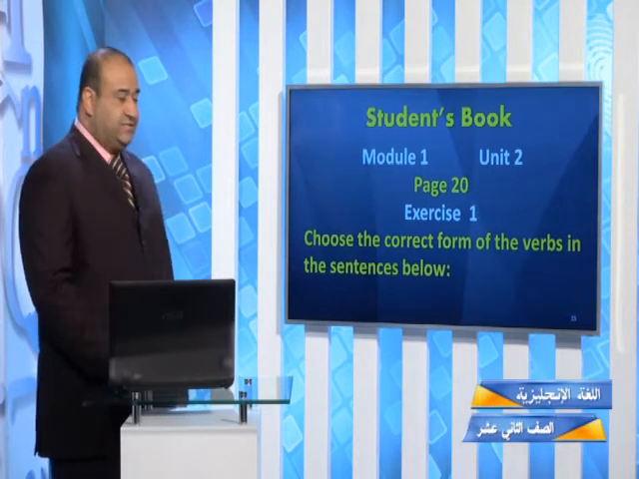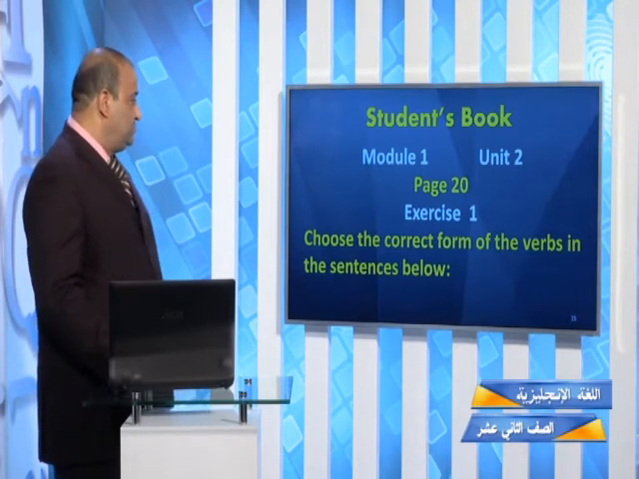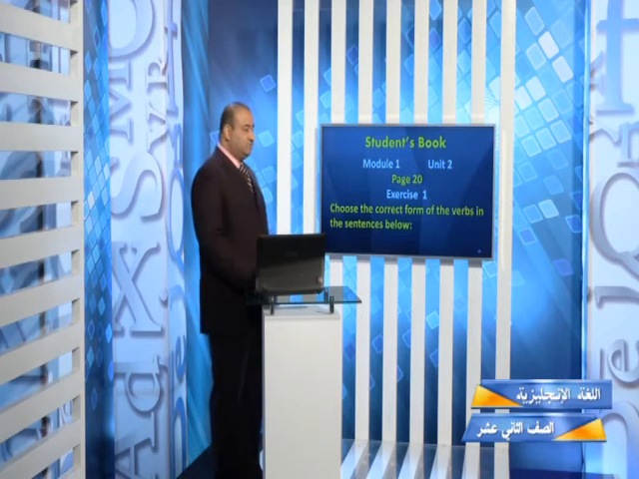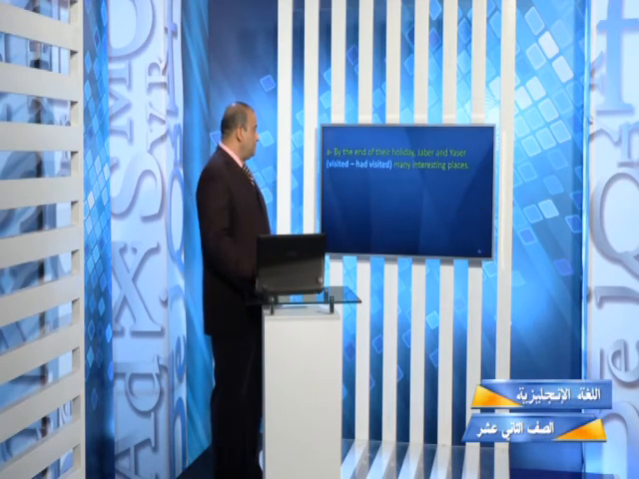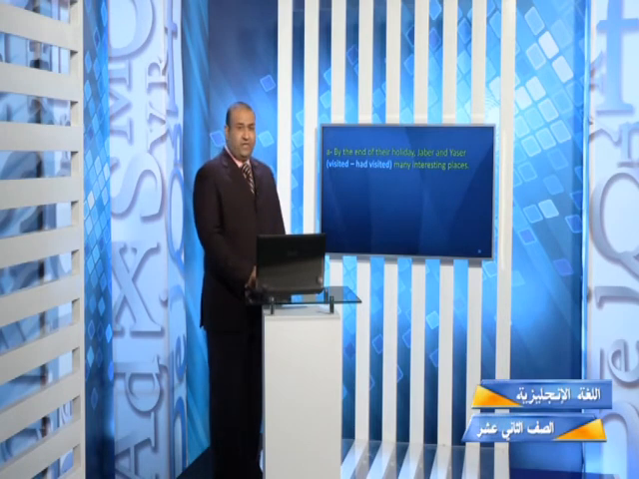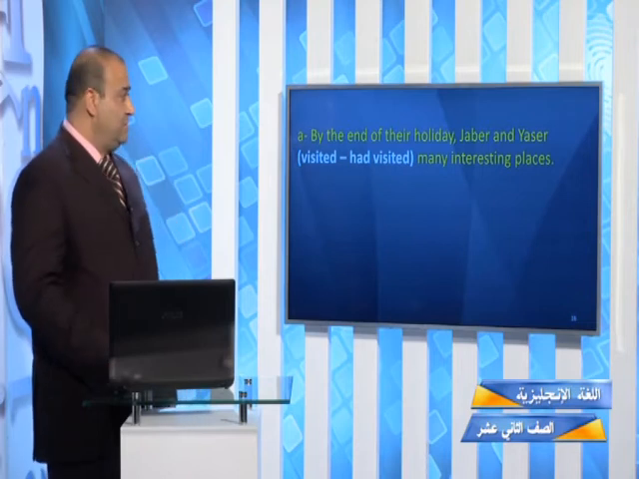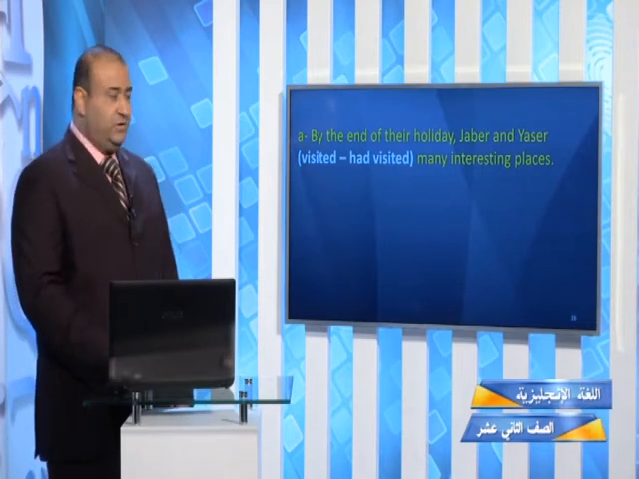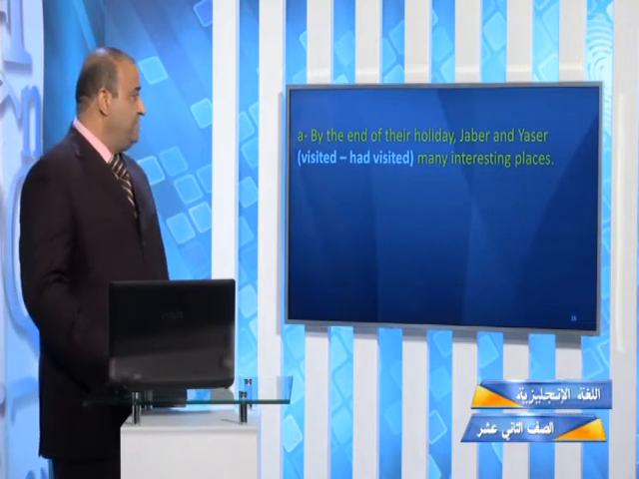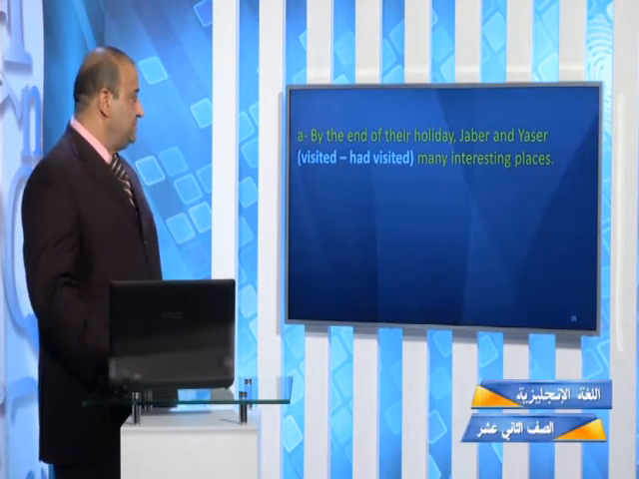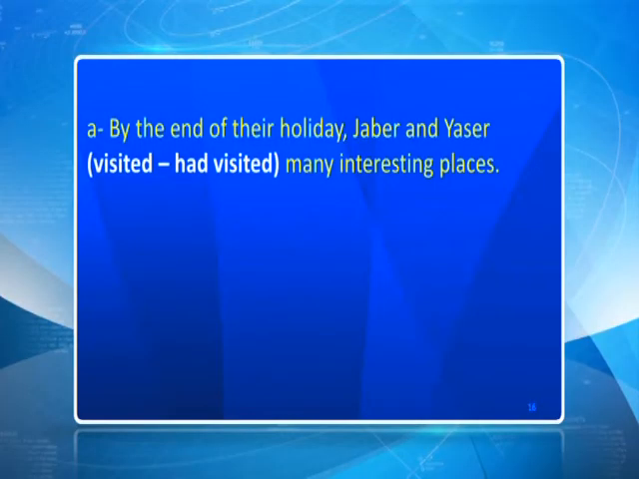Here we have an exercise on page 20. Choose the correct form of the verbs in the sentences below. By the end of their holiday, Jabir and Yasser, and we have two options here, visited or had visited, many interesting places. Think about the answer, please. By the end of their holiday. So your answer should be had visited.